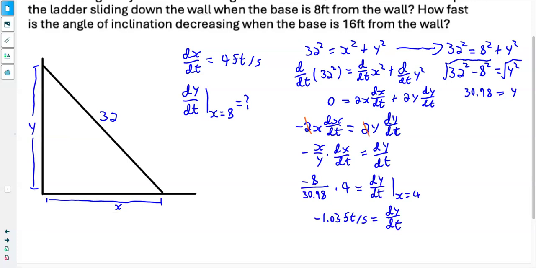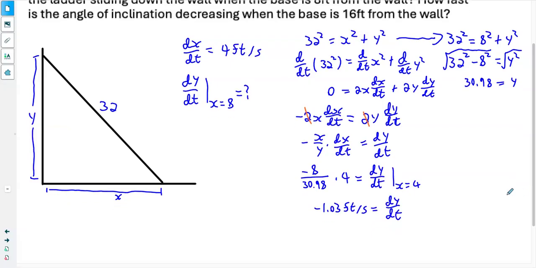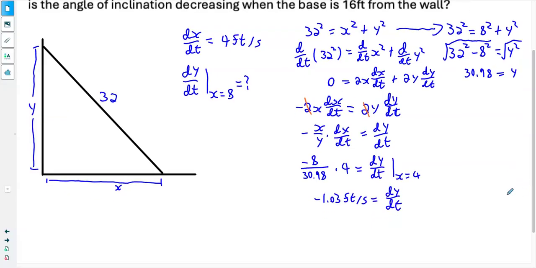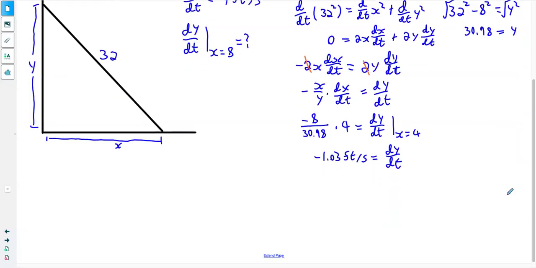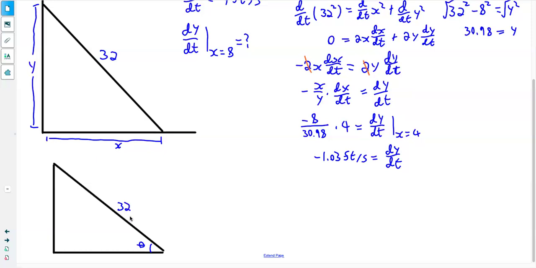Now, part B is how fast is the angle of inclination decreasing when the base is 16 feet from the wall. So we're just going to redraw what's going on. So we know that our angle of inclination is this angle here. We know this is 32. This is 16.